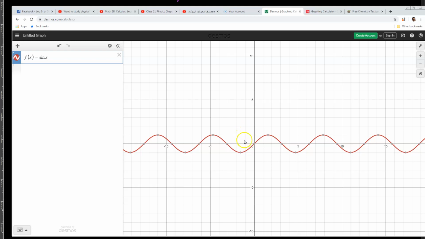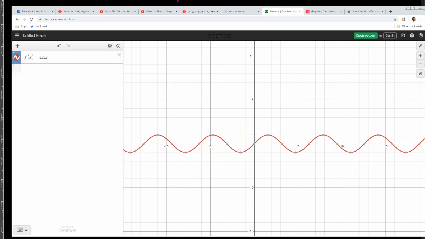And you can restrict the domain of the function to any of the intervals, for example, negative 3 pi by 2, which is right over here, to, for example, pi by 2, which means that actually that doesn't work.